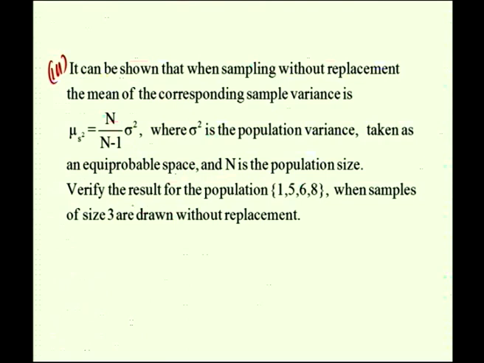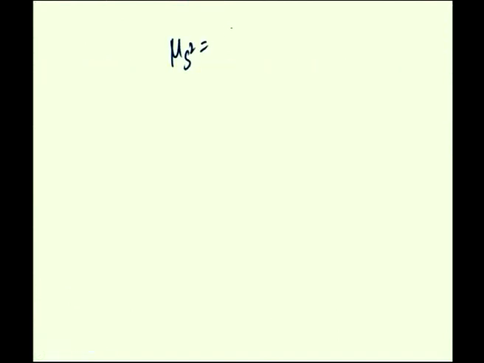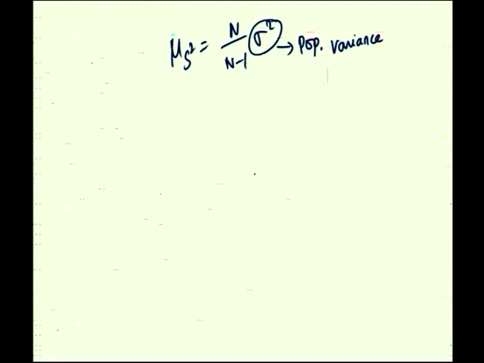Now, we have to verify the result for this population, where the population size is 4 when samples of size 3 are drawn without replacement. You are asked to verify whether mu s square is equal to n by n minus 1 into sigma square. This sigma square is actually the population variance. This is calculated using the values 1, 5, 6, 8.